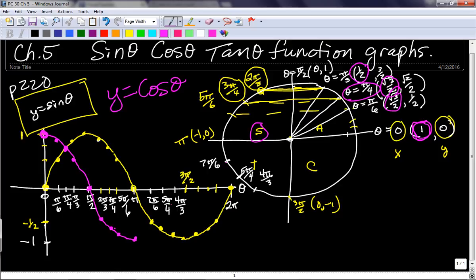So 7 pi over 6, this is negative root 3 over 2, negative 1/2. Nope, my bad, negative 1/2, negative root 3 over 2. So 7 pi over 6 is right there. 5 pi over 4, you see this, we have the exact same values again. Negative root 2 over 2 and negative root 2 over 2. So they intersect here again.